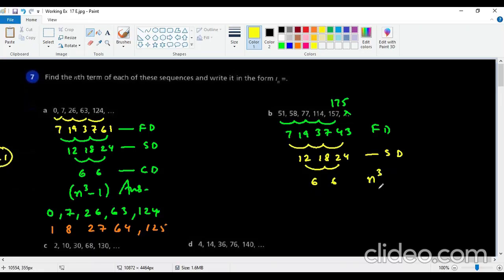Okay, now from n cube, this is a 1 actually. What should we do with 1 to make it a 51? We will definitely add 50 to it. So this is going to be our nth term for this sequence.